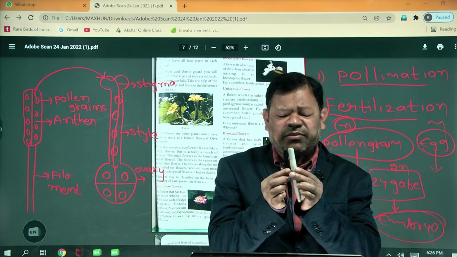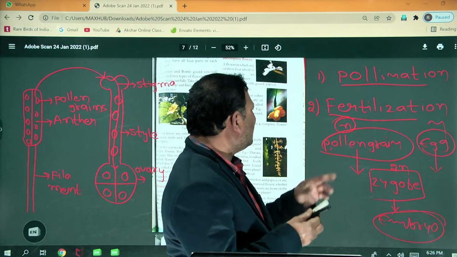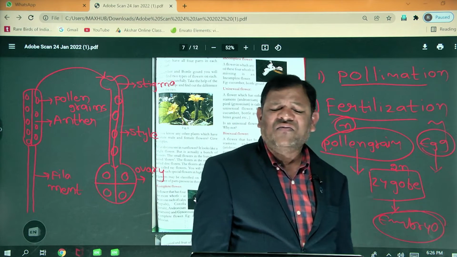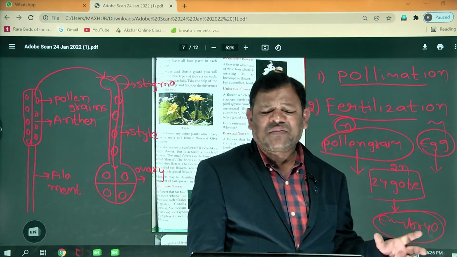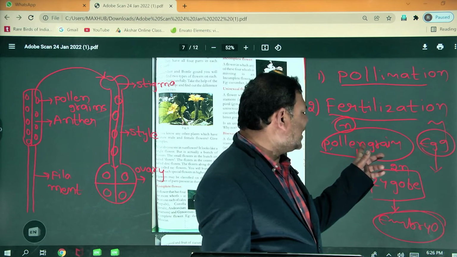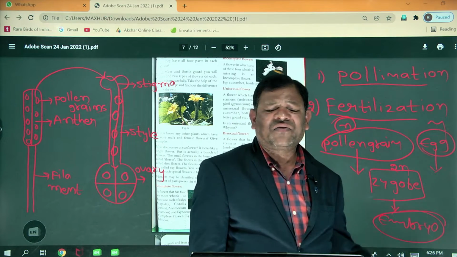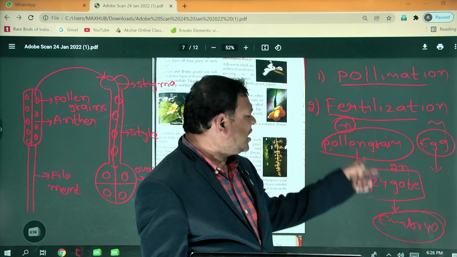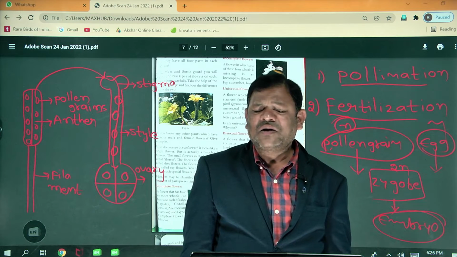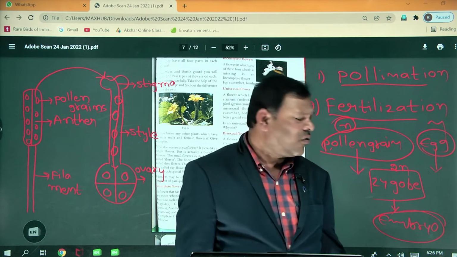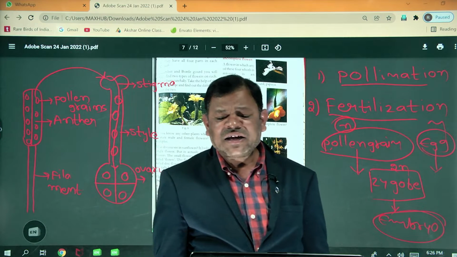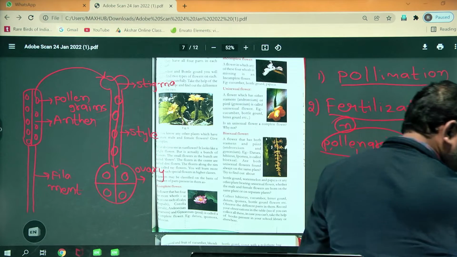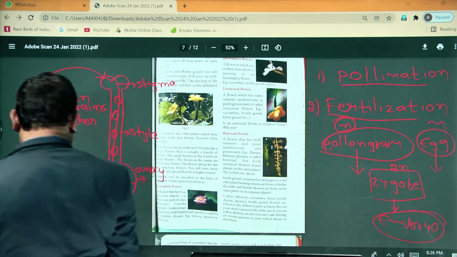Fusion of the male gamete and female gamete is called fertilization. Fertilization takes place and the zygote is formed. The zygote is always diploid in condition; two sets of chromosomes are present. One set comes from the pollen grain, another set from the ovum or egg cell. That zygote develops into the embryo. The embryo gives rise to the new baby. Do you understand? Yes, sir.